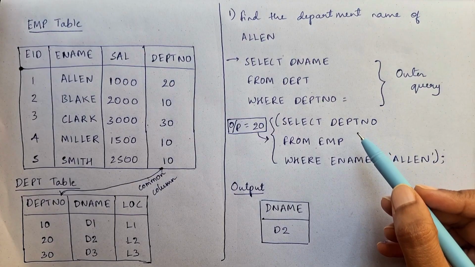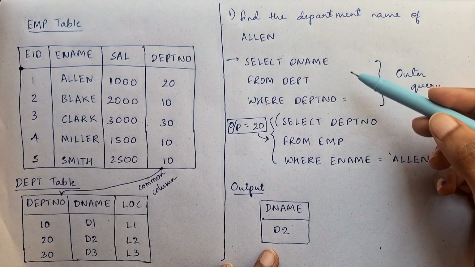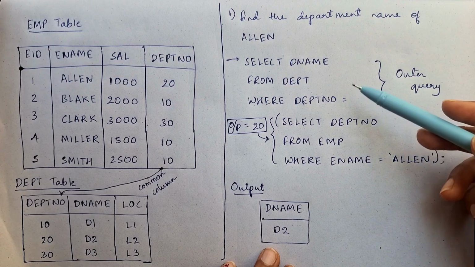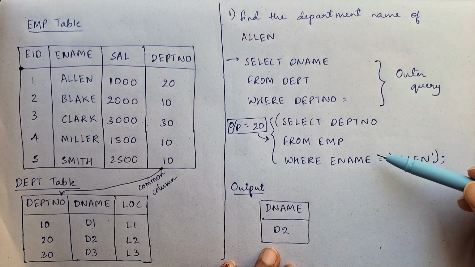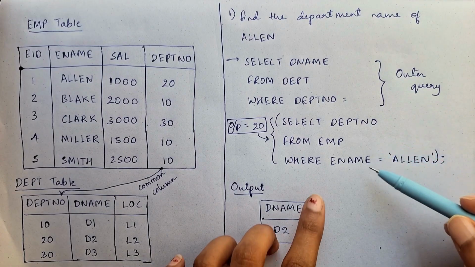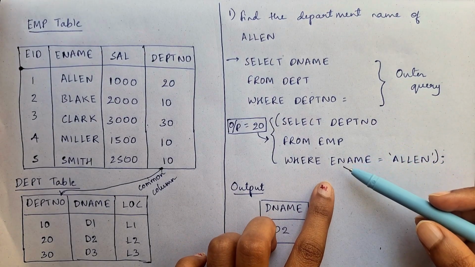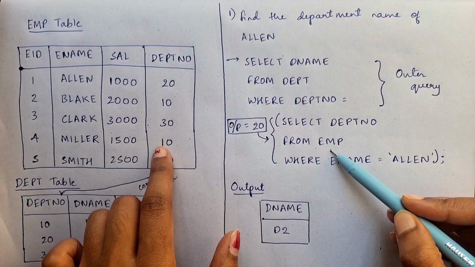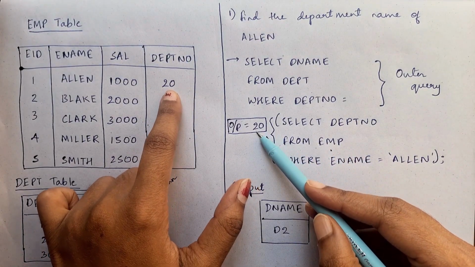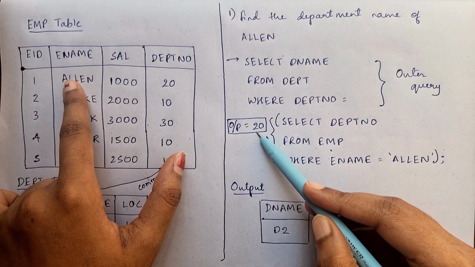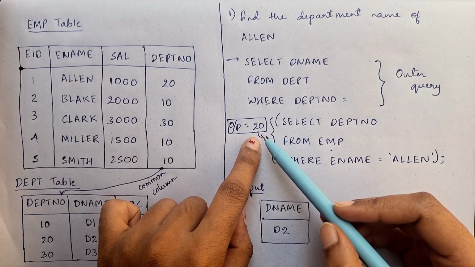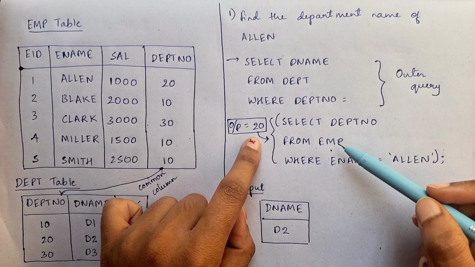And one more important thing is how this query executes. Many people think SQL runs from top to bottom, but in subqueries, that's not how it works. The subquery executes first, and from the EMP table, we get the result as 20, which is the department number of Alan. One thing you can see, only one value is returned when this subquery runs.